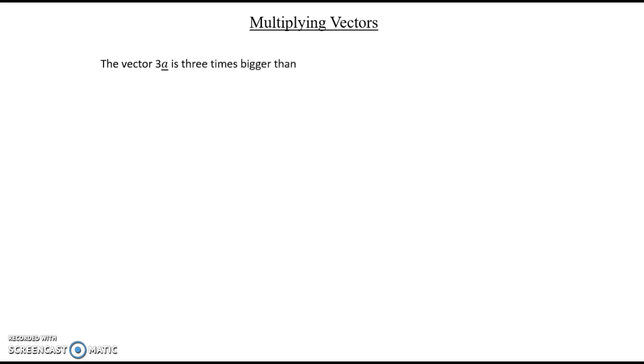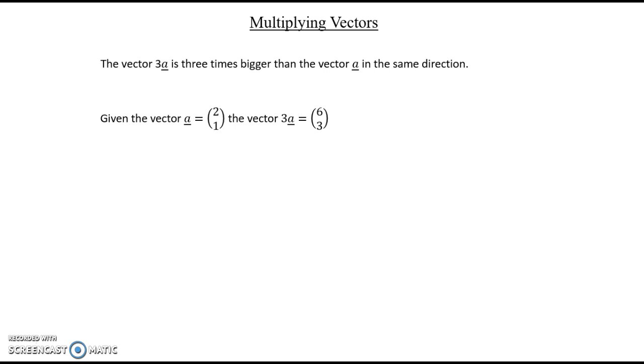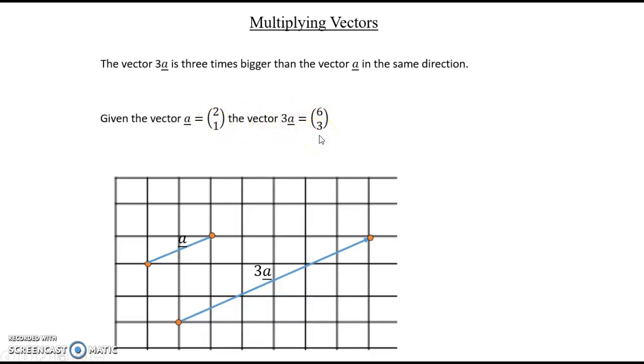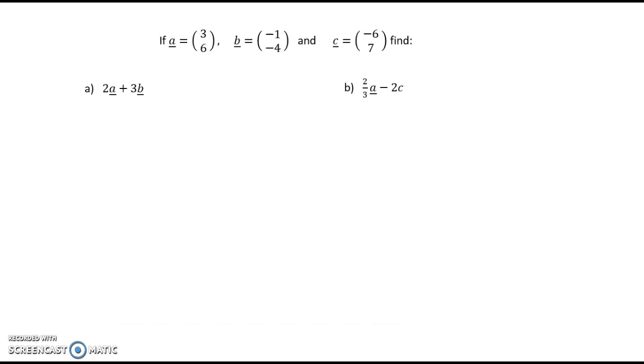Multiplying vectors: the vector 3A is a vector which is parallel to A but is 3 times bigger. For example, if we are given that the vector is (2, 1), meaning moving 2 to the right and 1 upwards, the vector 3A will be in the same direction, but 3 times more. So instead of moving 2 to the right, we are moving 6 to the right, and instead of going 1 upwards, we are going 3 upwards. So it's like we multiply each coefficient in the column vector by the number 3. So 3 times 2 gives you 6, and 3 times 1 gives you 3. You see that the two vectors are parallel and one is a multiplication of the other.